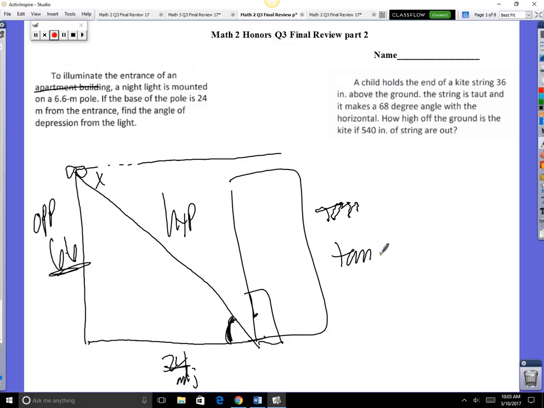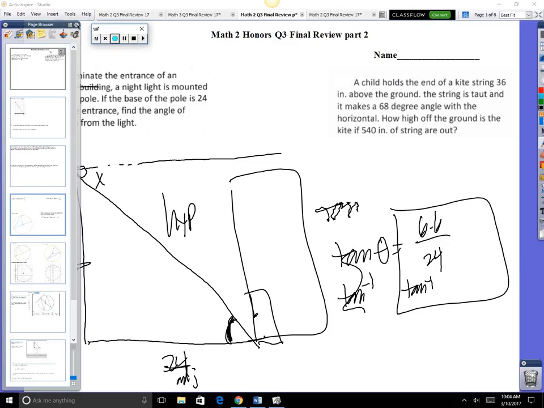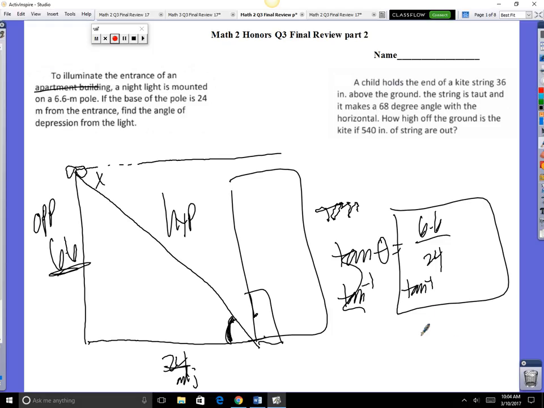The tangent of that angle theta equals 6.6 over 24. So solve for theta. I've got the fraction, so I need to undo the trig. So I'm going to inverse the tangent there. Now I gotta go grab a calculator. Typing it on the calculator, inverse tangent of 6.6 divided by 24, that means that angle is 15.376 degrees.